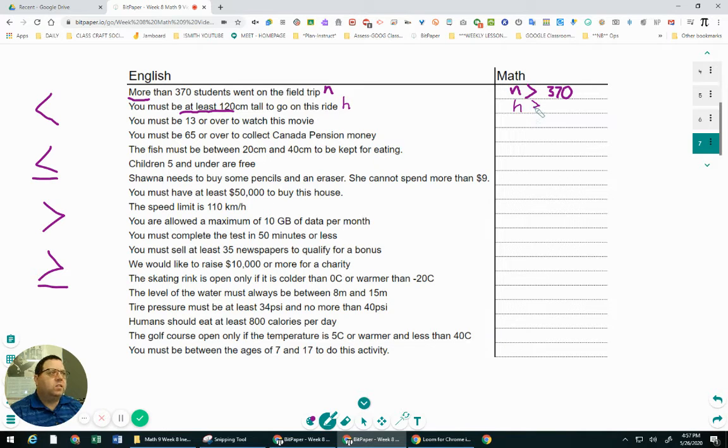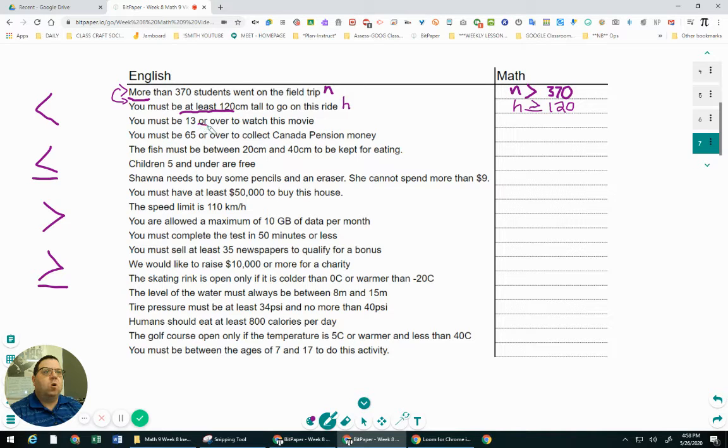But if I'm 120 centimeters, just the way this is worded, am I allowed to go on the ride? It says at least 120. And the answer is yes. So H is going to be greater than or equal to 120. I hope you're able to compare these two sentences and see the difference. This one implies that if you're 120 centimeters, you're good to go. You can go on the ride.